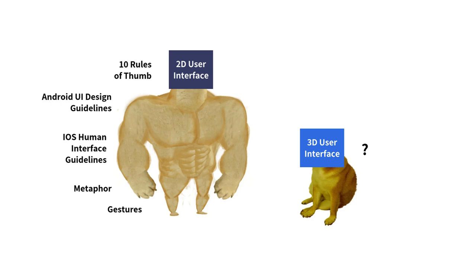2D UI has been around longer, so it has more research and tools, like hardware, software, and gestures. Mobile platforms also have their own design rules. On the other hand, the IEEE 3D User Interface Conference only started in 2006.